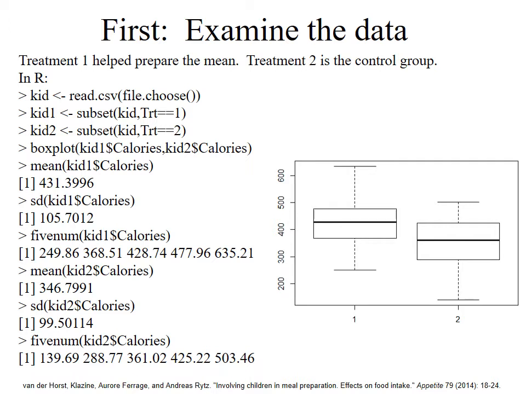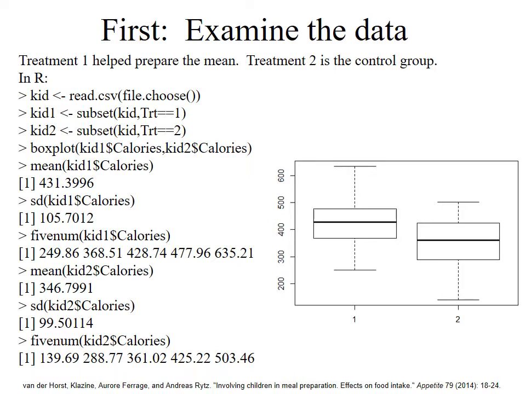So what's the first thing we do? Well, before we go into our hypothesis tests and our confidence interval, we've got to play with the data. We've got to examine the data. In this data set, treatment 1 is the group of kids who helped prepare the meal. Treatment 2 is the control group. Here are all my various R commands. So I read in the data, then I subset it. I said, okay, let's put treatment 1 into data frame kid1, treatment 2 into data frame kid2. One of my favorite things to do that works very nicely for this data set is to do a side-by-side box plot. Notice here I run the box plot command, and then I put in the one data set and the other data set. And, you know, this is kind of nice.